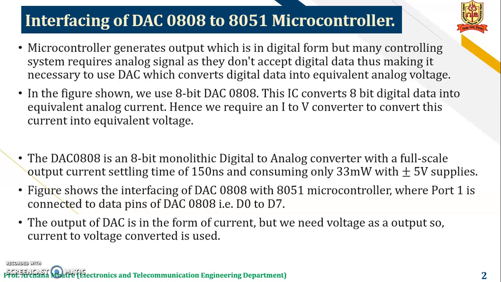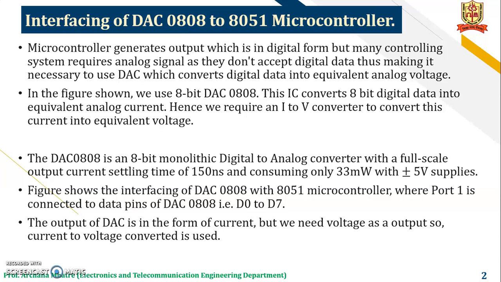The microcontroller generates output which is in digital form, but many controlling systems require an analog signal as they don't accept digital data. Thus it becomes necessary to use a DAC, that is digital to analog converter, which converts the digital data into equivalent analog voltage. In the figure shown, we use the 8-bit D to A converter 0808. This IC converts the 8-bit digital data into equivalent analog current. Hence, we require an I to V converter to convert this current into equivalent voltage.